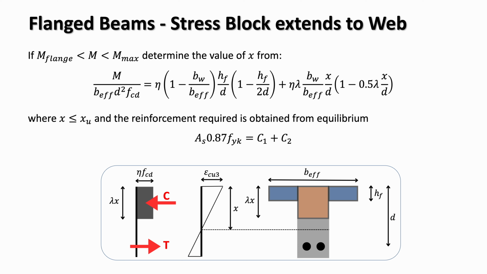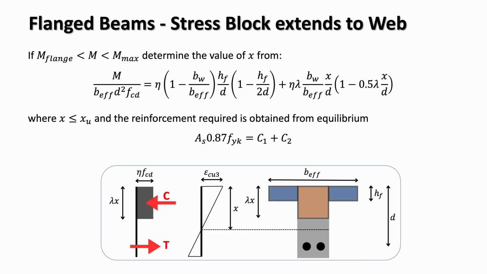The final step applies when the design moment is larger than the flange-only capacity M_flange, but still below the maximum moment M_max. In that range, the neutral axis lies somewhere within the web, so we solve for x using the full flanged beam moment equation. The left-hand side is the applied moment normalized by b_eff times d squared times fcd, and the right-hand side combines the flange contribution and the web contribution, each expressed in terms of x. The value of x must not exceed the ultimate neutral axis depth xu from the Eurocode strain limits.